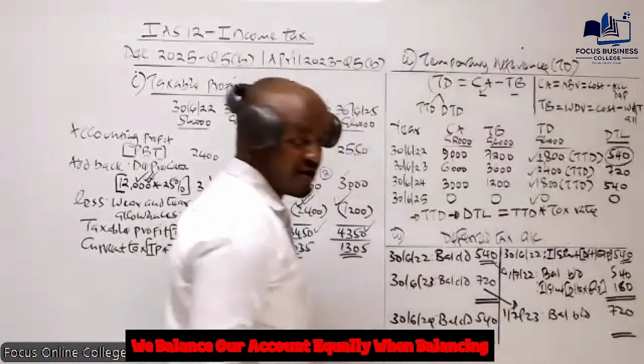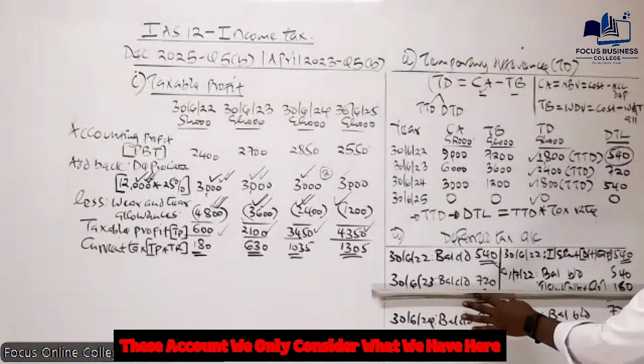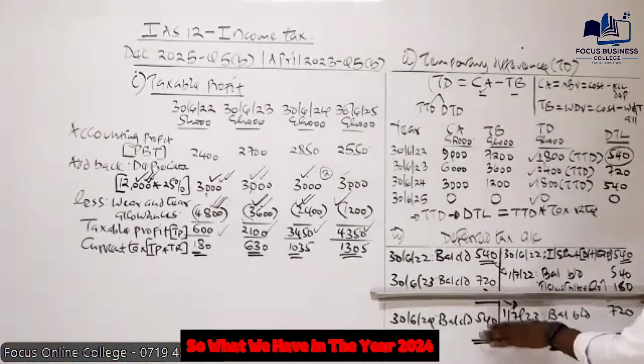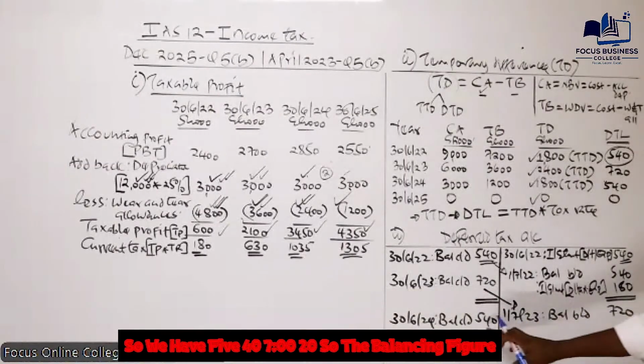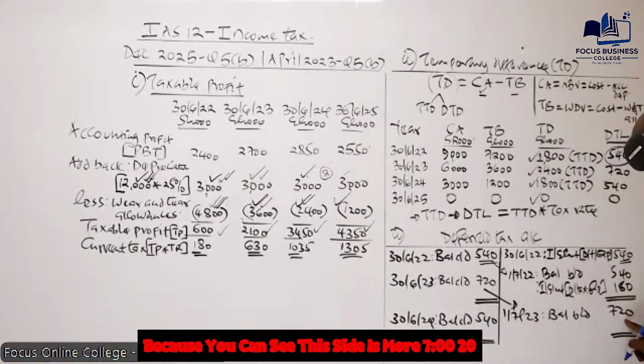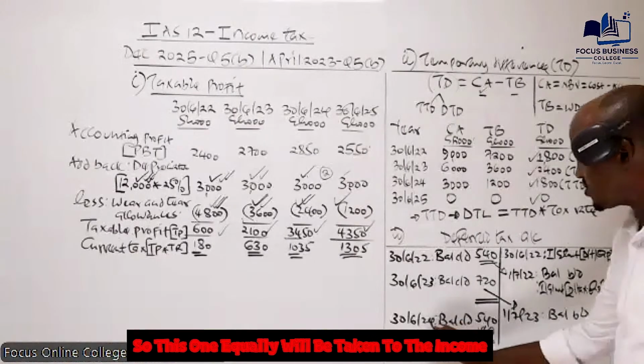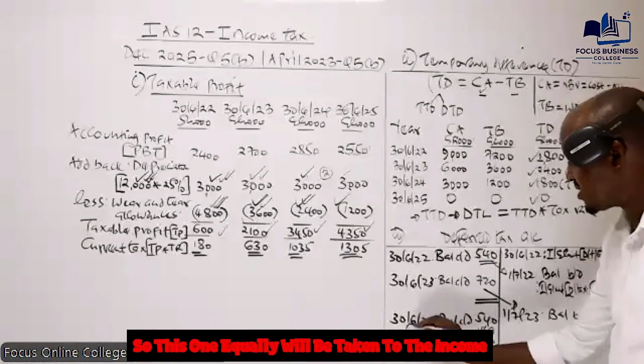And basically we balance our account. Equally, when balancing this account, we only consider what we have here, so what we have in the year 2024. So we have 540, 720. The balancing figure will be on this side, because you can see this side is more, 720. We have a balancing figure there of 180. So this one equally will be taken to the income statement.